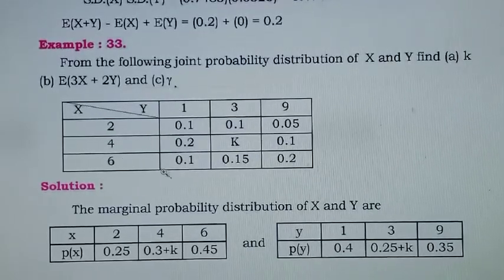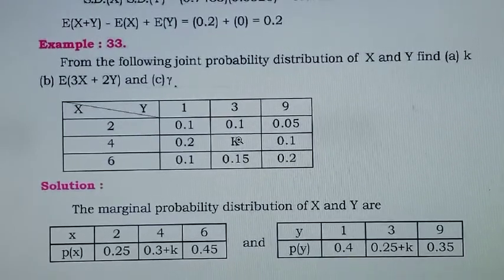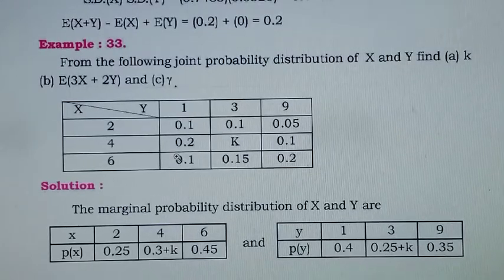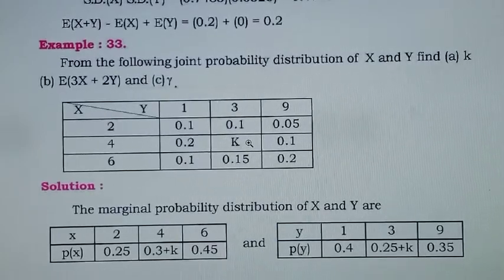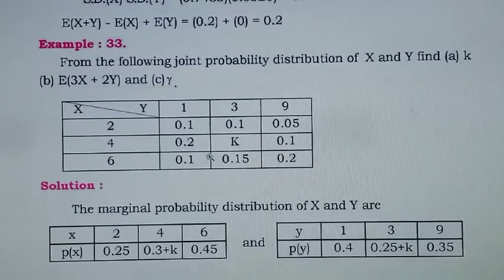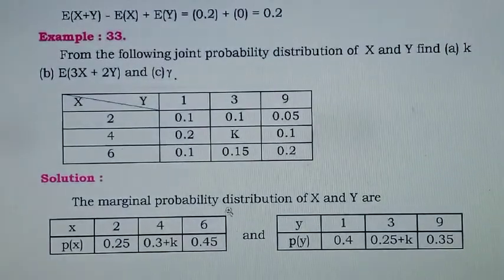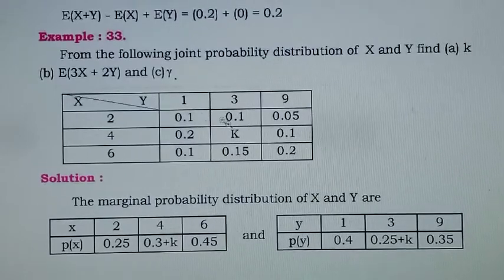Again, a table is given, but here in the table one term is missing, k. You know how to calculate k: the total probability, these values, 0.1 plus 0.1 plus 0.05 plus 0.1 plus 0.2 plus 0.15 plus 0.1 plus 0.2 plus k. The total probability is always equal to 1. Equate this whole total to 1, then you will get k. Right? After getting the k value, again find the marginal function of x with the row totals, and the marginal function of y with the column totals.